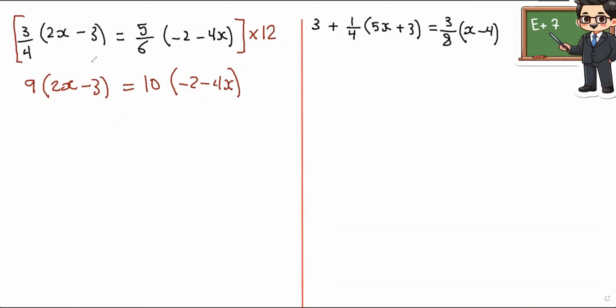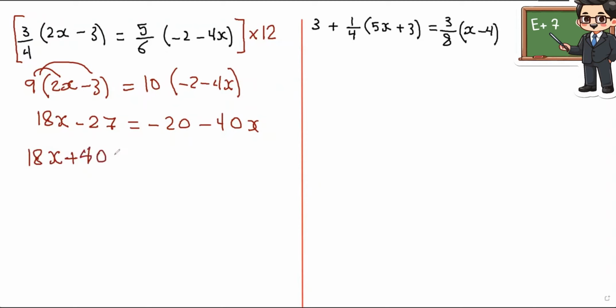So we're going to continue now. Distribute the 9 into here, into there. You're going to get 18x minus 27 equals -20, distribution again, minus 40x. Now, again, I want to bring everything that has an x to one side and everything that doesn't have an x to the other side. So that means I'm going to bring this minus 40 to the left side. So I'm going to go 18x plus 40x. When you move things to the other side, you change the sign, equals, you still have the -20 on the right side of the equal sign. Moving the -27 becomes plus 27.